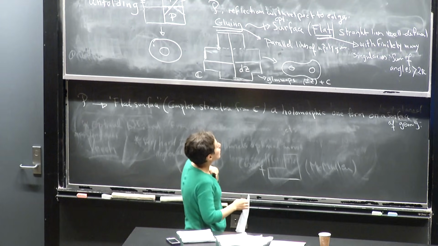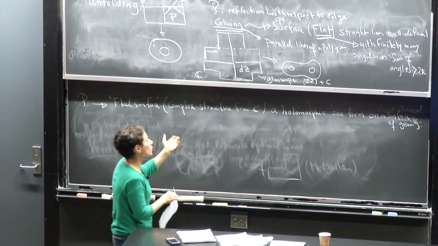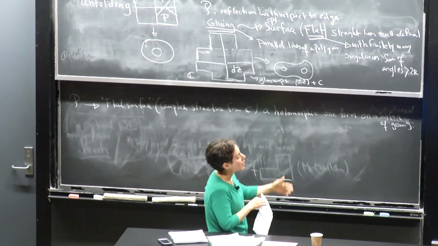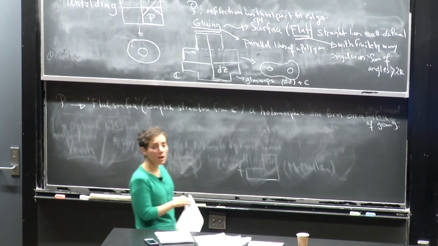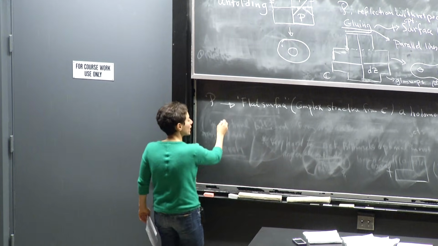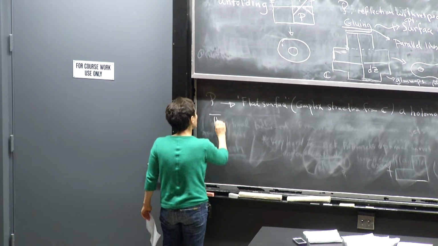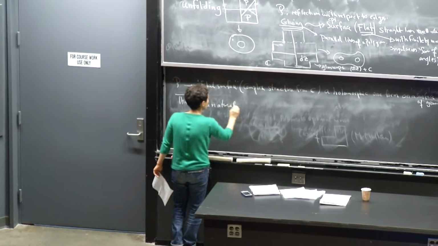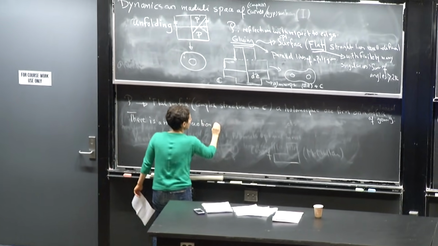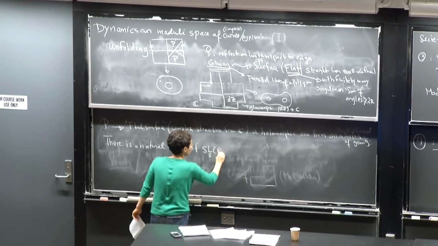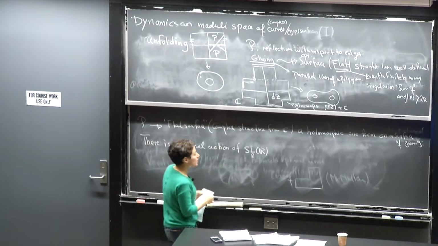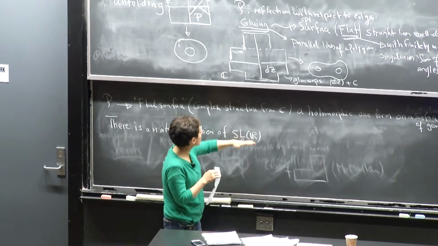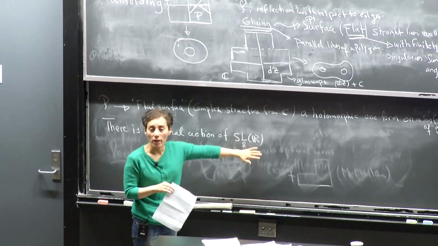So the main reason that this is useful for understanding, for example, the set of closed or periodic orbits, is that a lot of nice properties are preserved under a natural action of SL2R on this space. Before I write it down, SL2R is the group of 2 by 2 matrices with determinant 1.